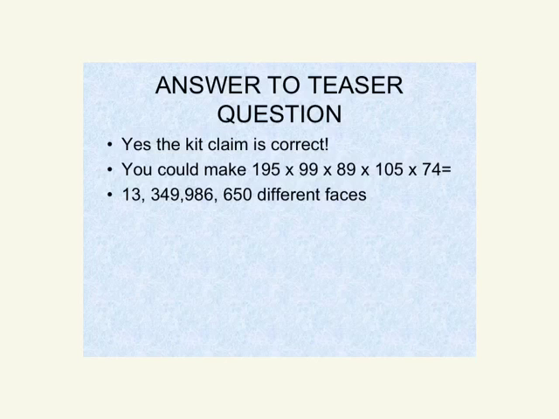Alright, to end our lesson, folks, we'll go back to the teaser question. If you think back to the kit, is the kit claim correct? Well, yes it is. Because they told us that we had 195 different hairlines, 99 different eyebrows, and so forth. So if we went ahead and we multiplied all those up using the fundamental counting principle, you can see that this kit that they have, the claim is correct. They could make over 13 billion different faces.